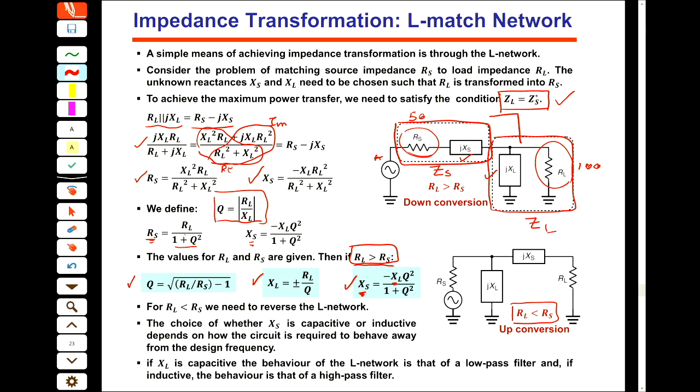We call the first circuit the down conversion circuit and the second circuit the up conversion circuit, because this one converts a higher resistance to a lower resistance, and this circuit converts a lower resistance to a higher resistance. So for example here, if again we have an RS of 50 ohm, and RL is 20 ohm, then we should use this circuit 2.